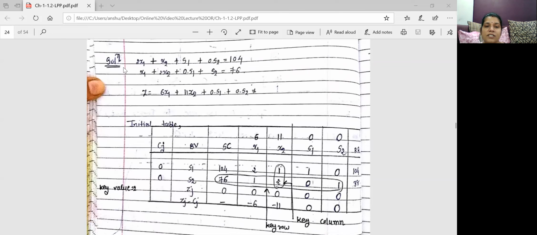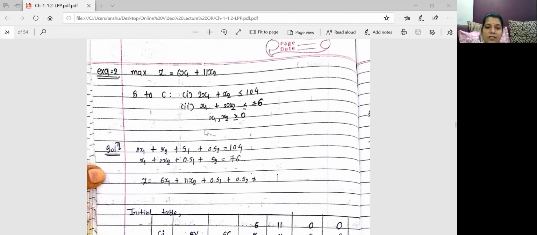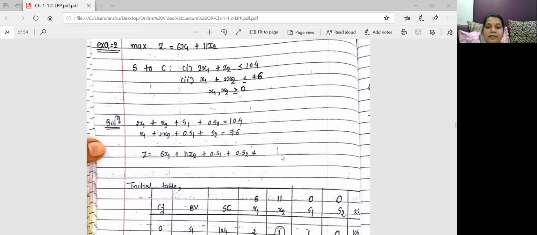So our first equation is 2x1 plus x2 plus add one slack variable s1 plus 0 dot s2 is equal to 104, and the second equation is x1 plus 2x2 plus 0 dot s1 plus s2 is equal to 76. These are our two constraint equations.